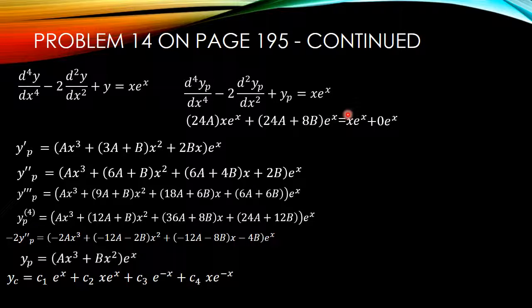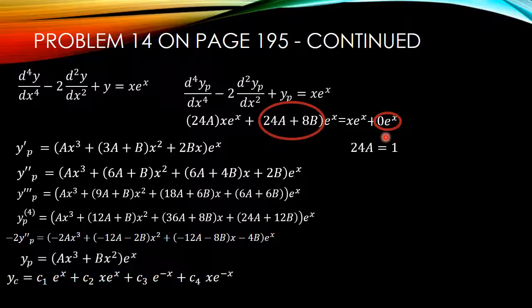And so the idea here is we got to make the coefficients equal. So I have a coefficient here in front of the left-hand side, which is 24 times a, and then I have a coefficient right here, which is actually 1 times the e to the x on the right-hand side. And so I get this equation from that.